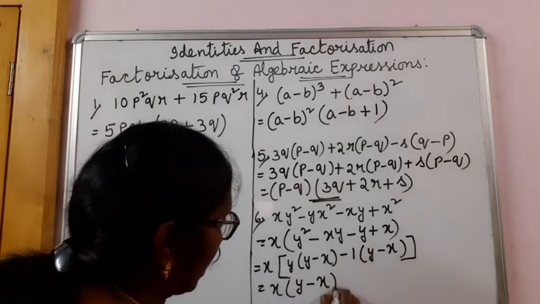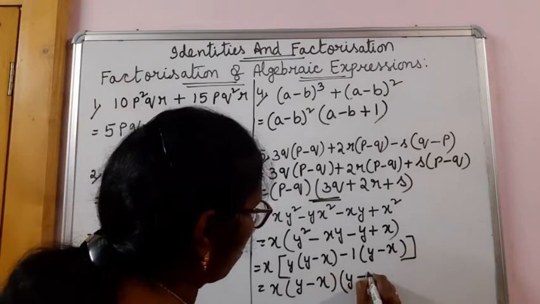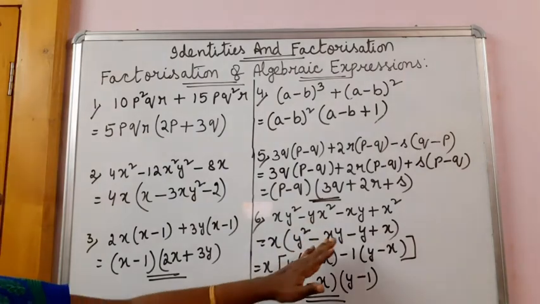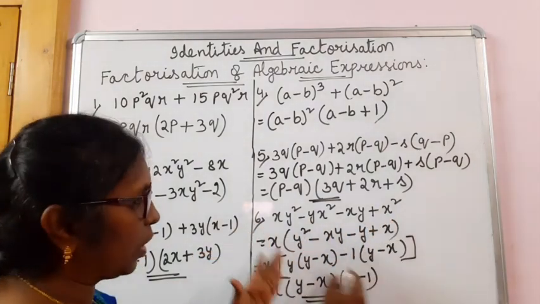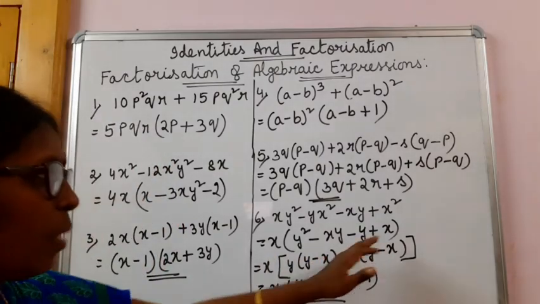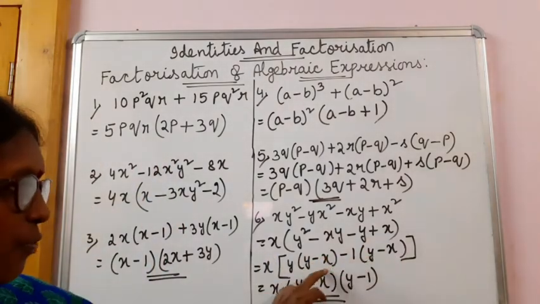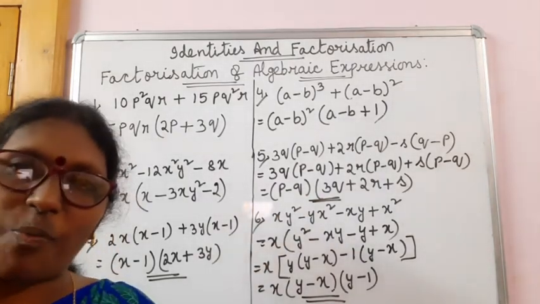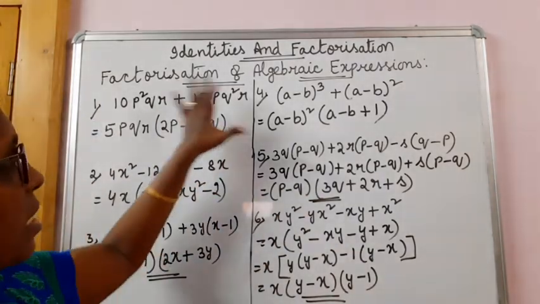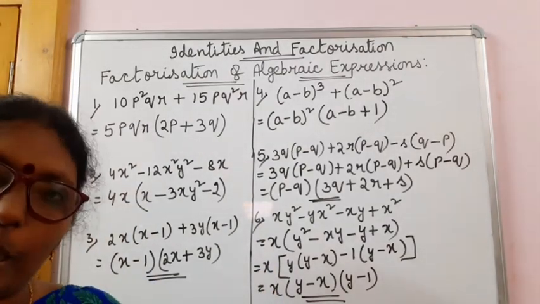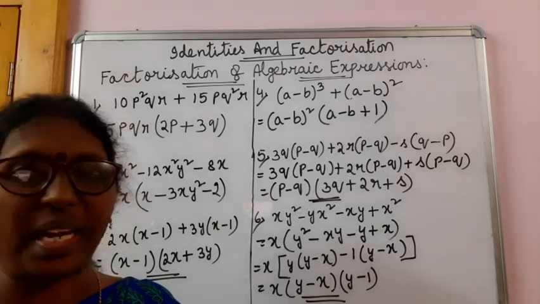In both the terms y minus x is common. And here is y minus 1. So this is a little complicated, a little tricky. When we had 4 terms, we can group 2 terms so that we are able to get the common factor. Because we are getting the common factor in this, we have done it. Otherwise, you have to keep it like that. I hope this is clear to you. If this much is clear, you will be able to factorize algebraic expressions easily. Okay? Thank you.